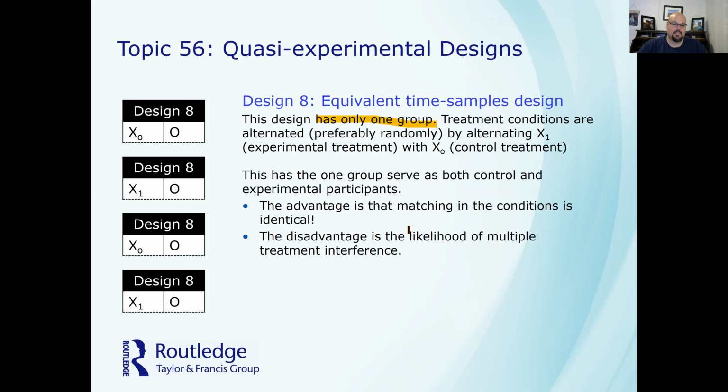The advantage is that matching in the condition is identical because it's the same group. This group here is this group here. It's the same. The disadvantage is the likelihood of multiple treatment interference because they're getting the treatment here, they're getting a treatment here, they're getting a treatment here. That might have an effect. So it depends on the type of study you're doing as to whether that works or not.